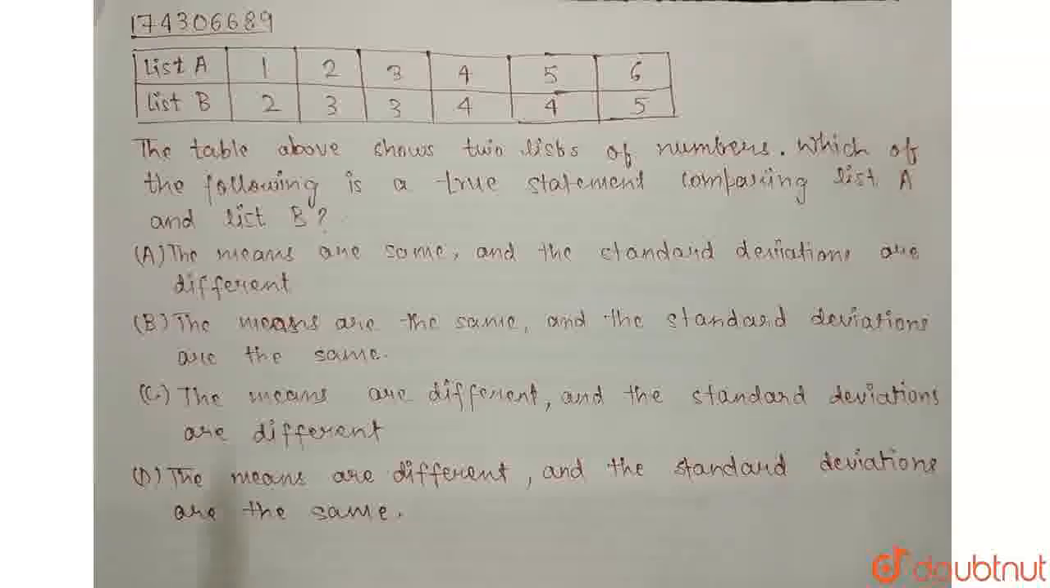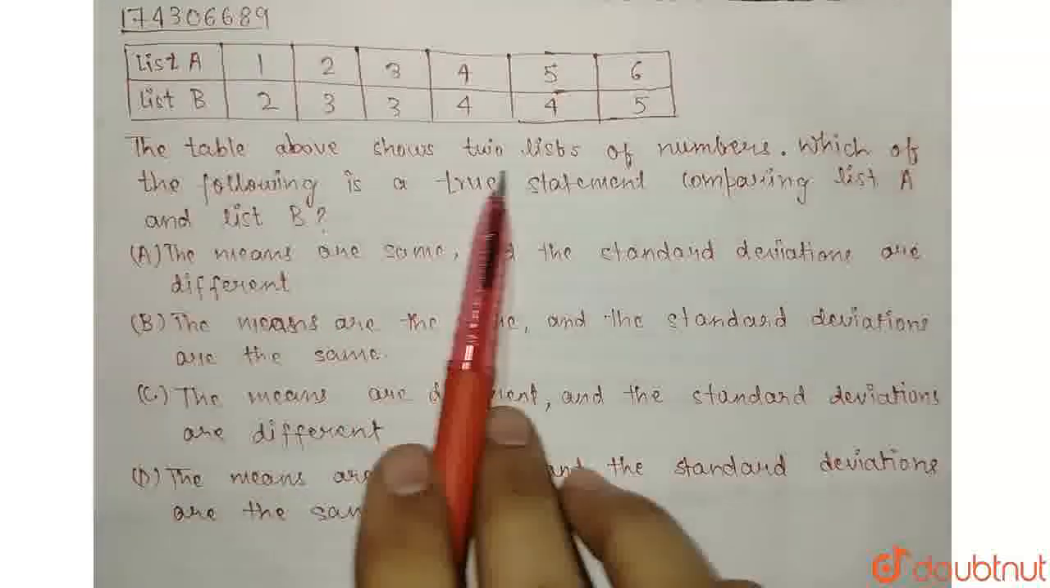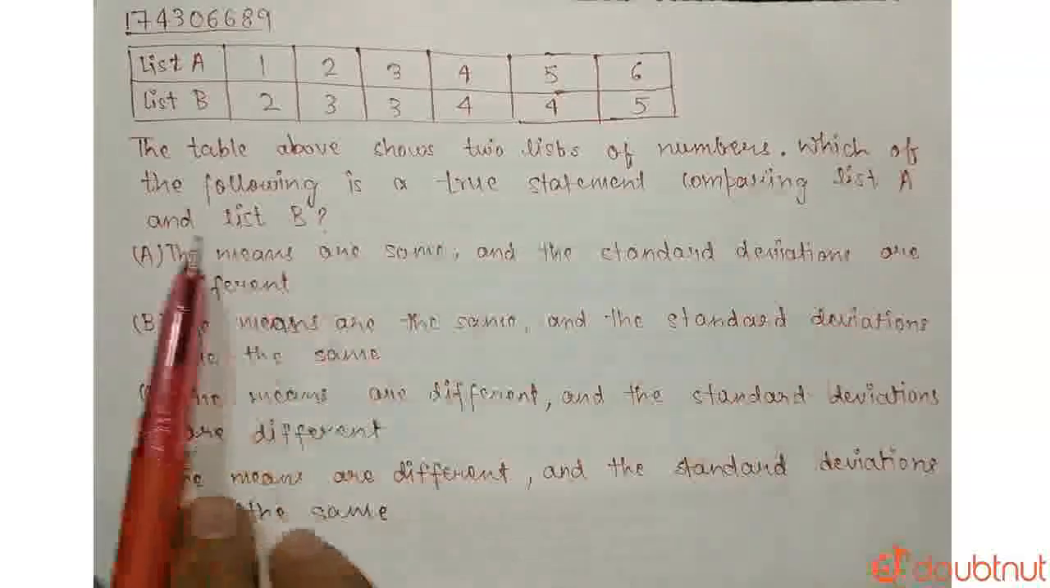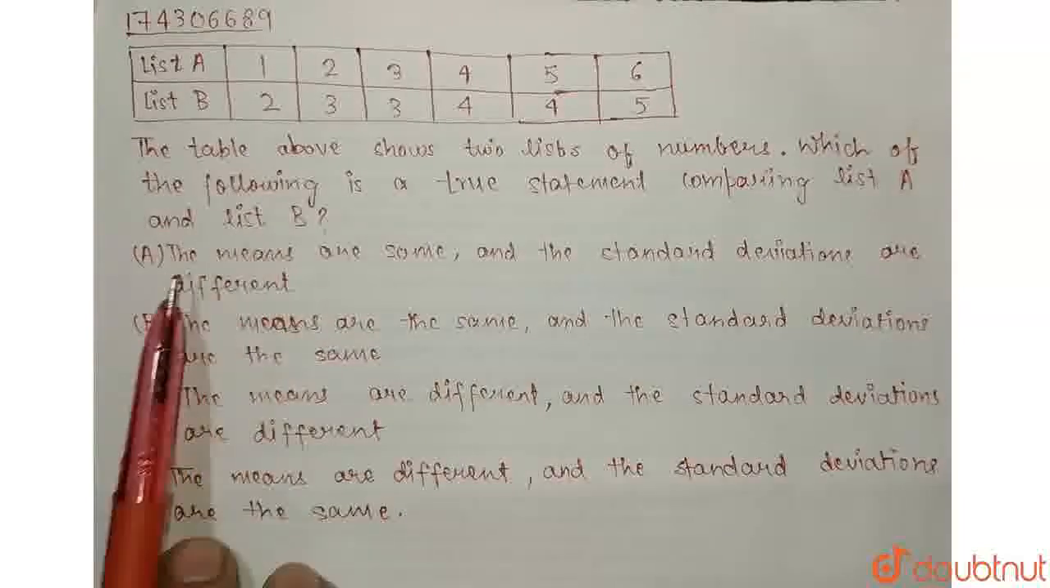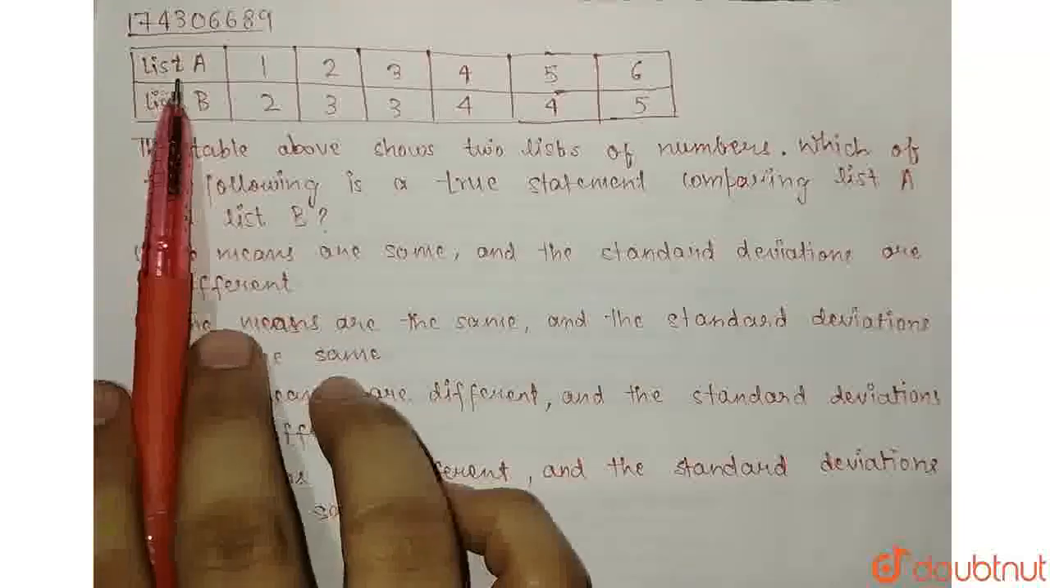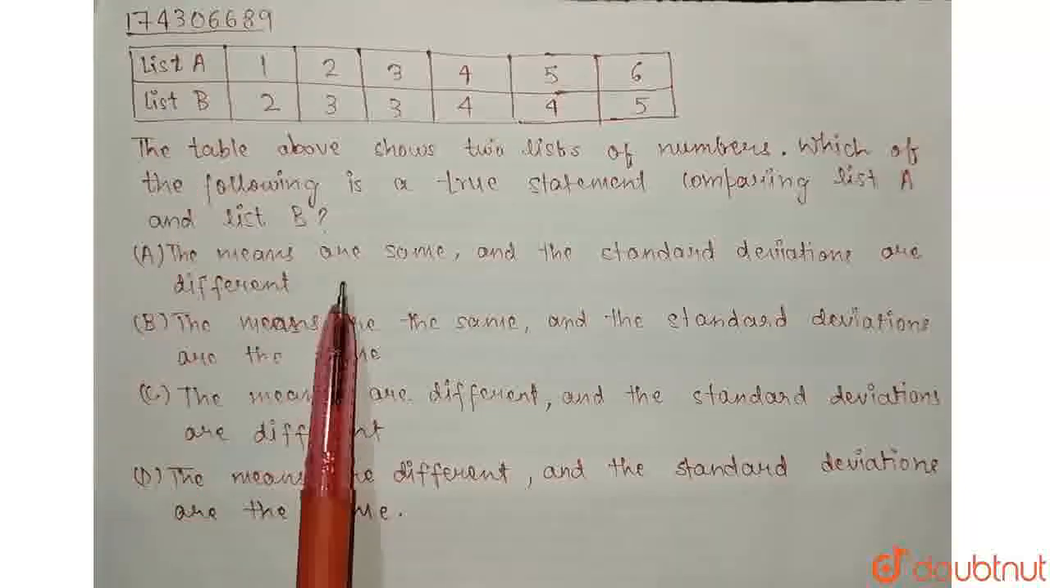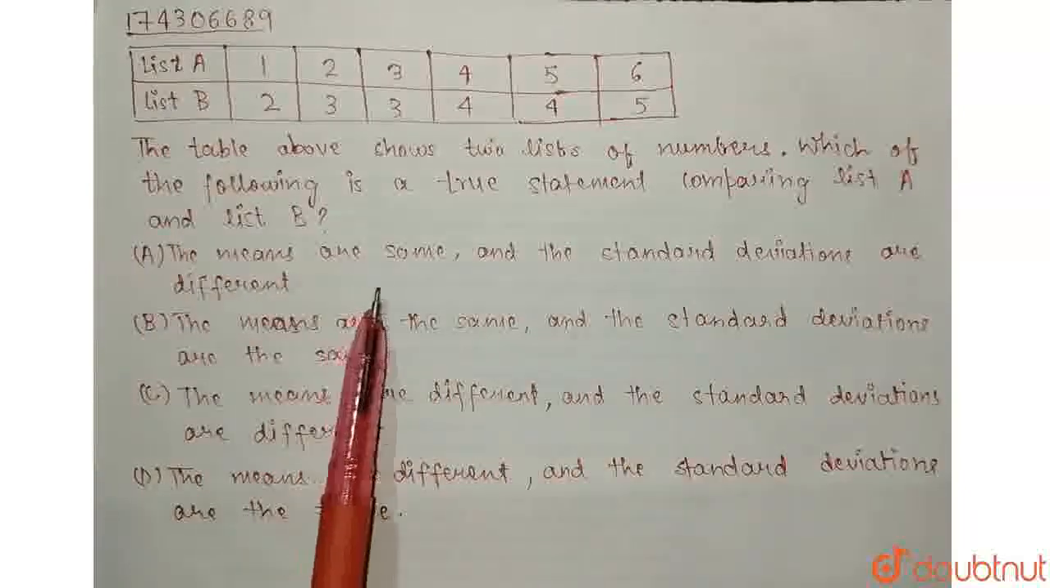Hello, the question is, the table above shows two lists of numbers. Which of the following is a true statement comparing list A and list B? So the table is given with list A and list B. We have to find which of these statements is true.